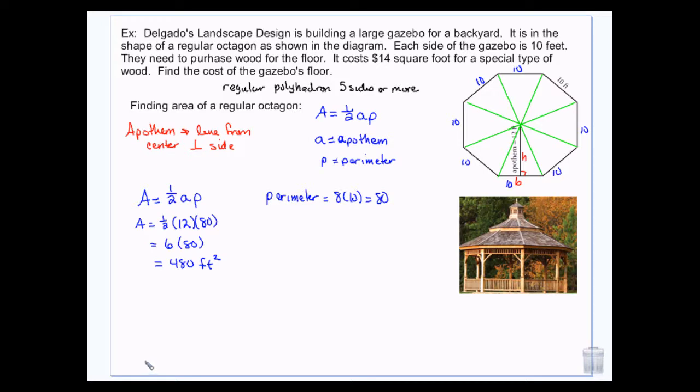Now, they need to purchase wood for the floor of the gazebo, and it costs $14 a square foot for this special kind of outdoor pressure-treated wood, right? So I'm going to take this area and multiply it by $14. And I'm going to get $6,720 to create the floor for this gazebo.